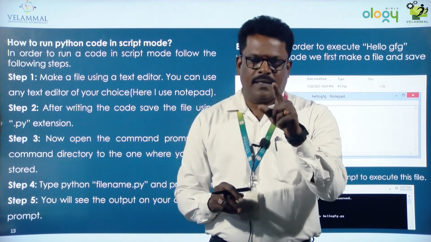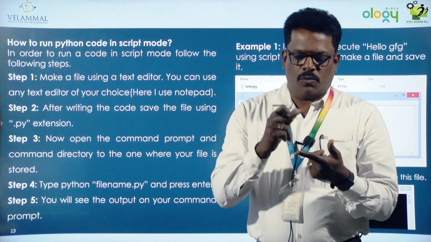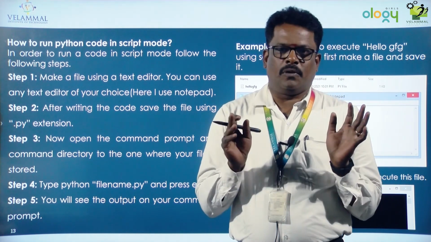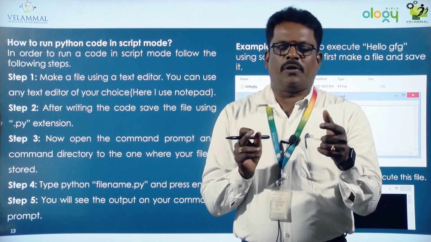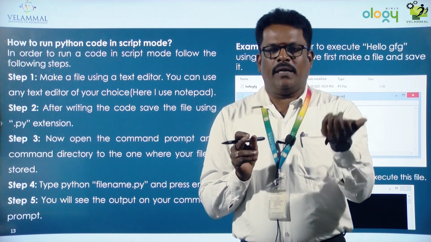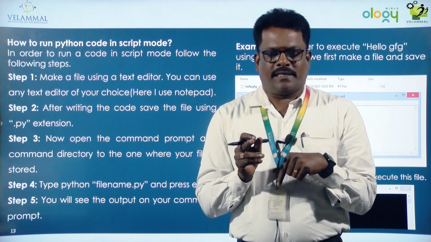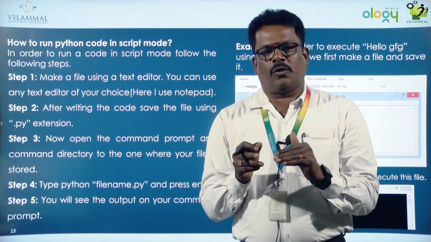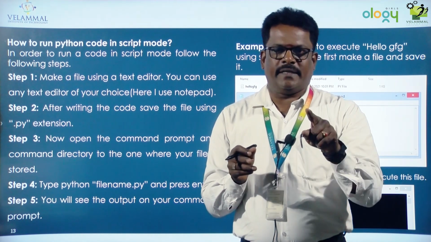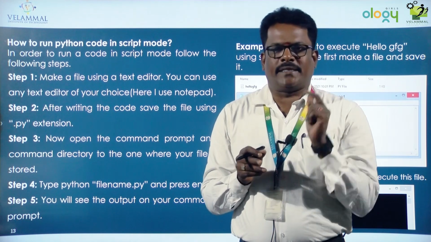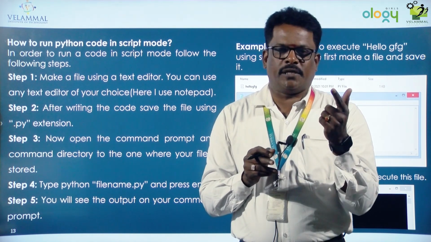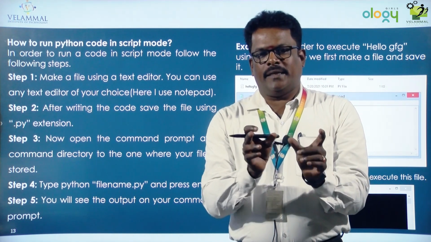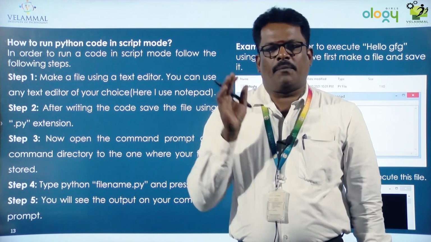So, Python offers you two modes. One is interactive mode, the second one is script mode. In interactive mode, you can enter code line by line, it gets executed and you get the answer. But in script mode, you have to type the code in a separate text file, save it with a .py extension and then execute. How to execute? Open the command prompt. The command is python space pgm1.py.